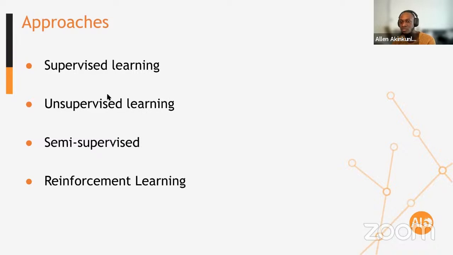Unsupervised learning, I will explain it, but we don't have the time to go into it deeply on this call. Semi-supervised and reinforcement learning also, I'll just describe what they are. But these are the different approaches, different types of machine learning, if you want to call it that.